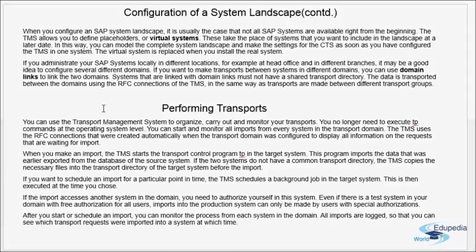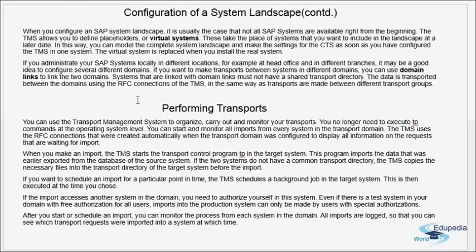Now when you configure a SAP system landscape, it is usually the case that not all SAP systems are available right from the beginning. The TMS allows you to define placeholders or virtual systems. Initially in a system landscape, you can create and install new SAP systems at a later point of time, so you might not have all the SAP systems from the beginning. When your business expands, you want to create and install more systems, which add up to your system landscape.